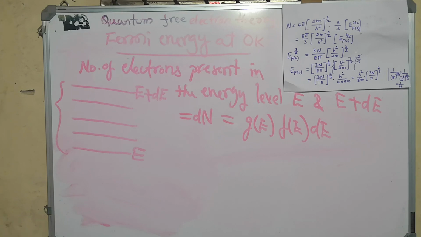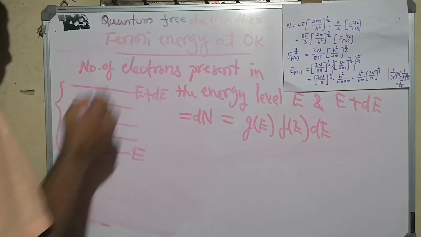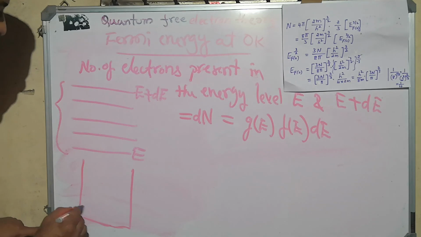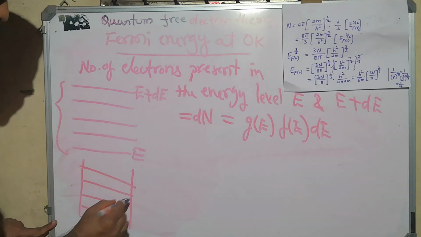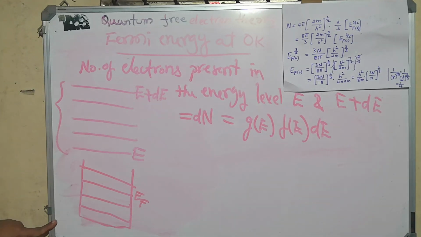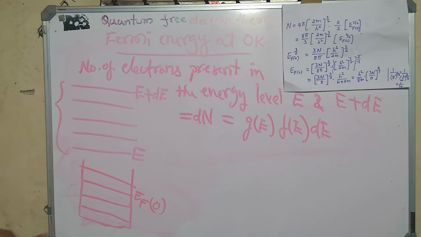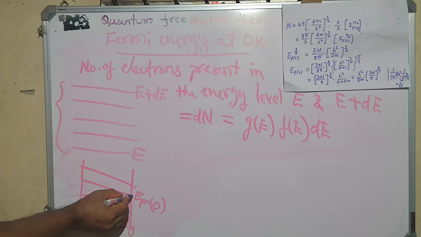Now, in our case, our aim is to get the expression for Fermi energy at T equal to 0 Kelvin. When you consider our earlier diagram, the maximum occupied energy level is the Fermi level. So at T equal to 0 Kelvin, I am representing this as EF naught. Therefore, we have to get the total number of electrons present between the energy level 0 and the Fermi level, EF naught.